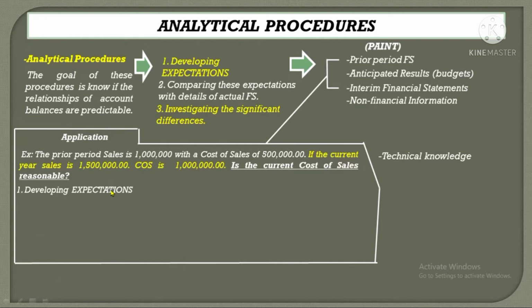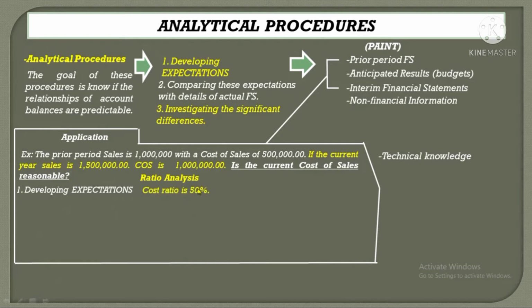But how do we do that? Most practitioners will make use of different techniques, like, for example, ratio analysis. So let's use that. In this example, we have to get the cost ratio of the previous year by comparing or dividing the cost of sales with sales of the previous year as the basis. So 500,000 divided by 1 million, and we will get 50% as the cost ratio.